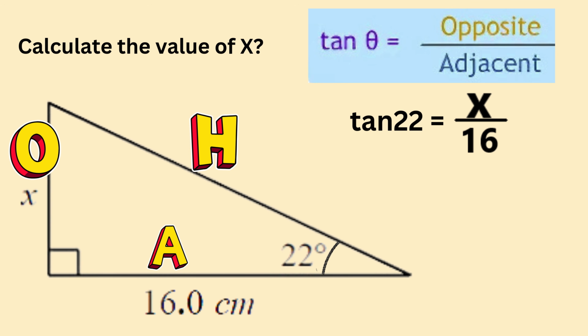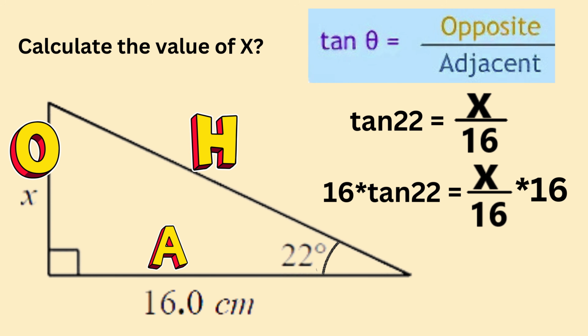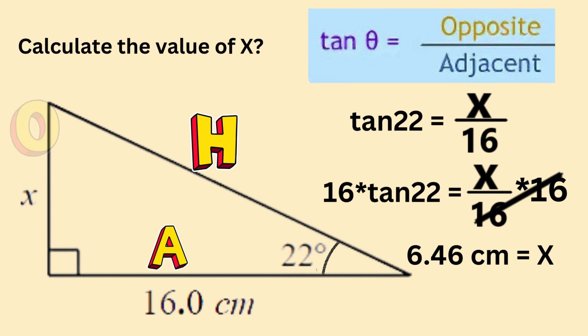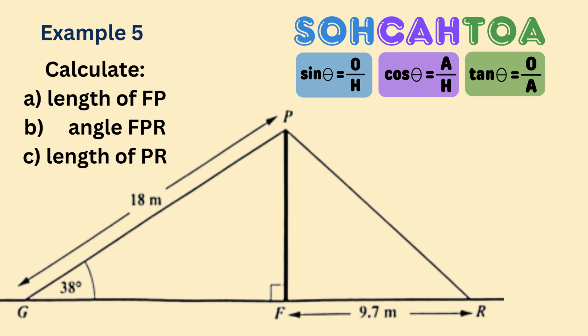Hence tan 22 equals X over 16. To solve for X, we need to get rid of the fraction, so multiply both sides by the denominator 16. So we end up with 16 times tan 22 equals X. Our solution is therefore X equals 6.46 centimeters. To find the length of FP, we need to focus on the triangle to the left, triangle FPG.